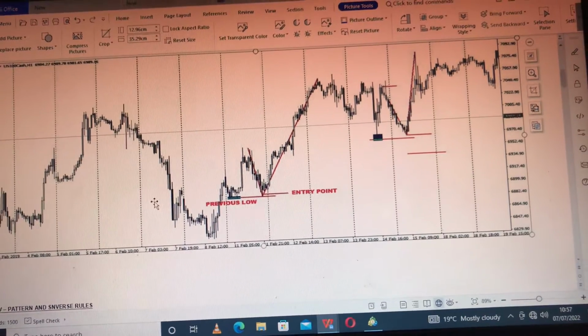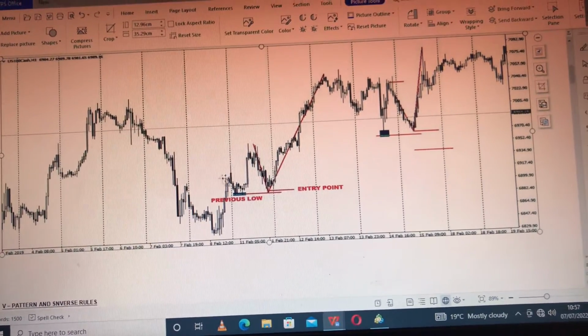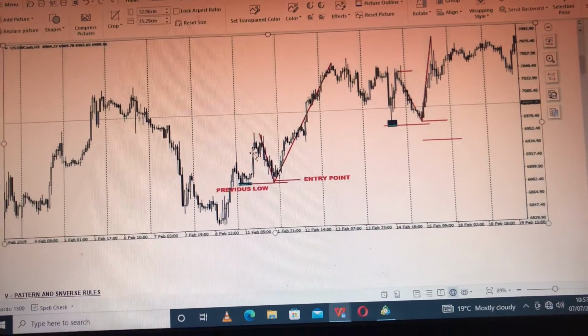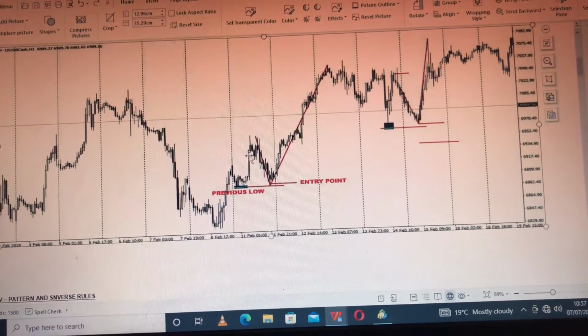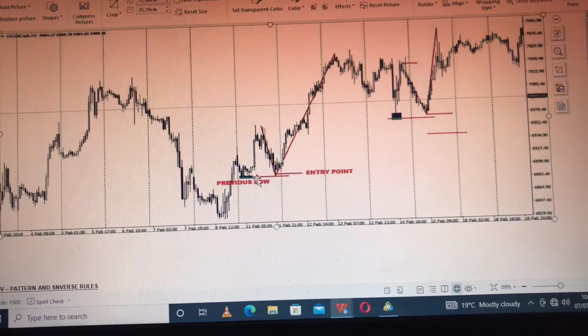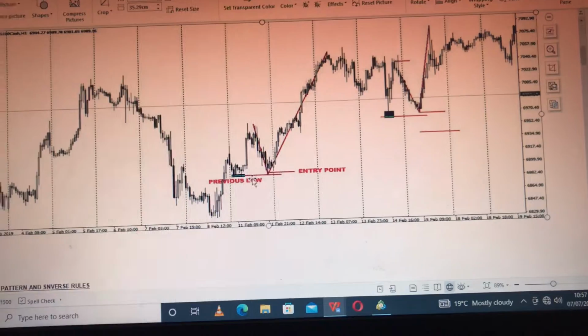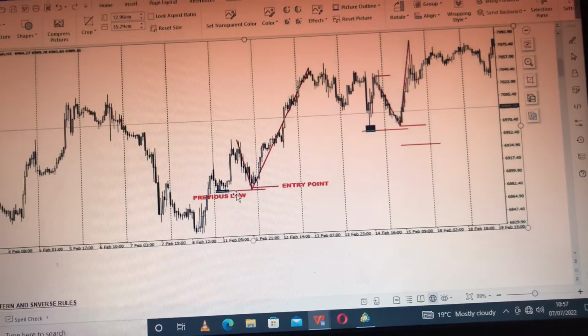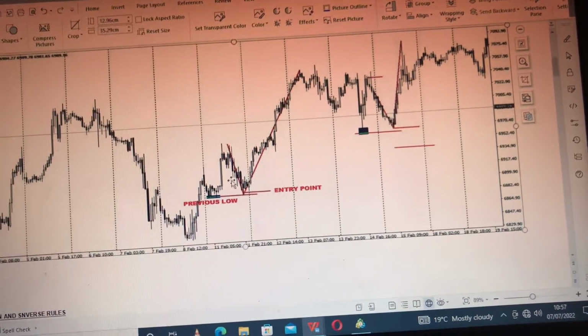You put a line here, and when price breaks this line, let's say price moves up here, you enter a buy. When you enter your buy, you put your stop loss slightly lower, slightly below your right shoulder, and you make sure you manage your account very well.